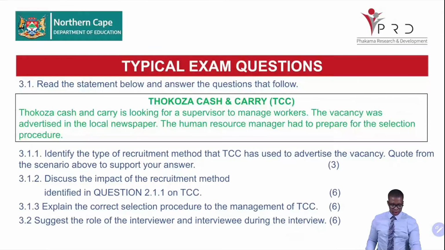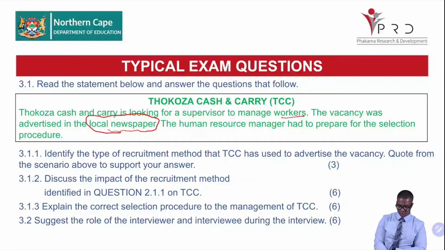Welcome back. The instruction is read the scenario below and answer questions that follow. Identify here the type of recruitment method that TCC has used to advertise their vacancy. Let's go through the scenario. Togoza Keshen Kiri is looking for a supervisor to manage workers. The vacancy was advertised in a local newspaper. This is key information for us.